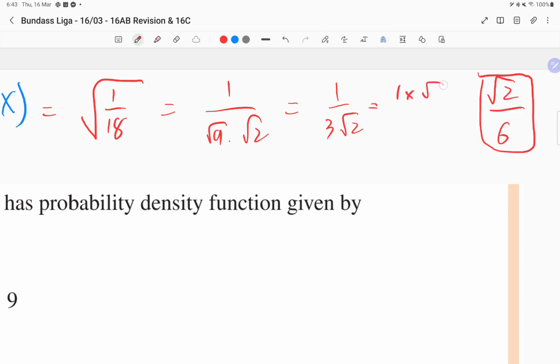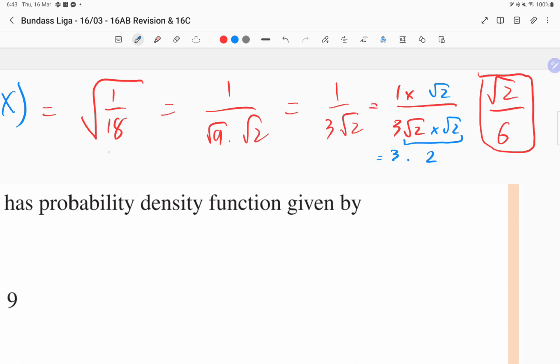But I times top and bottom by square root of 2. Okay, so if you times top and bottom by square root of 2, then you've got that one times square root 2. When you do √2 times √2, that's just 2, right? Okay, so that would just be 3 times 2, which is 6, and then the top is just square root of 2. Okay, so it's times by the same square root.